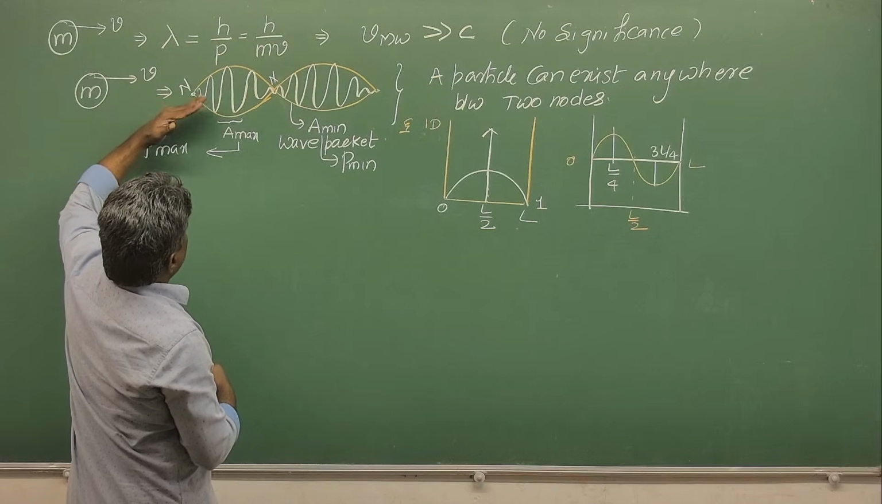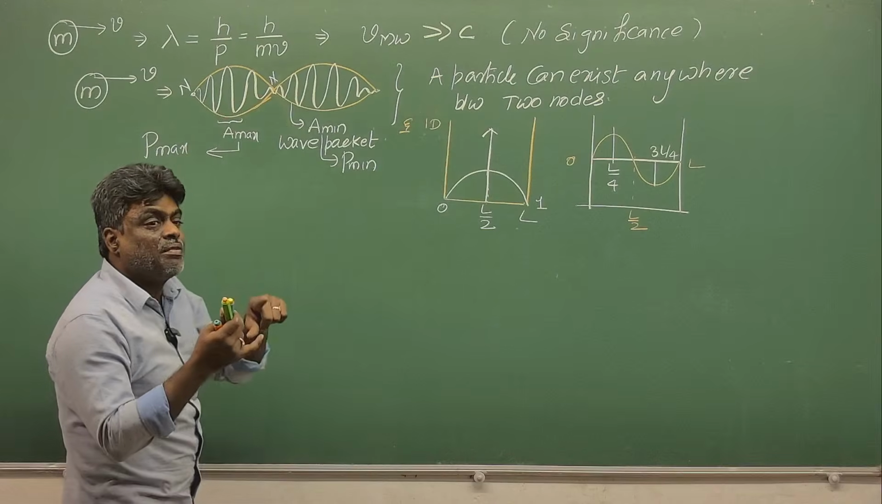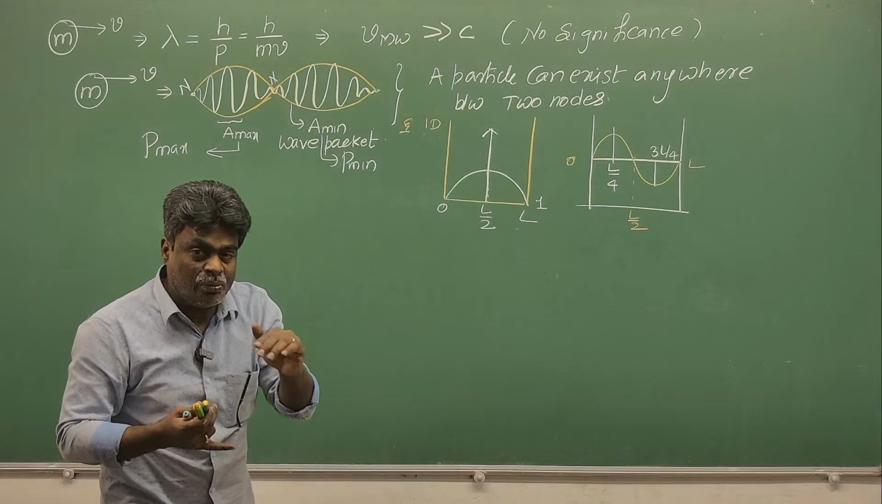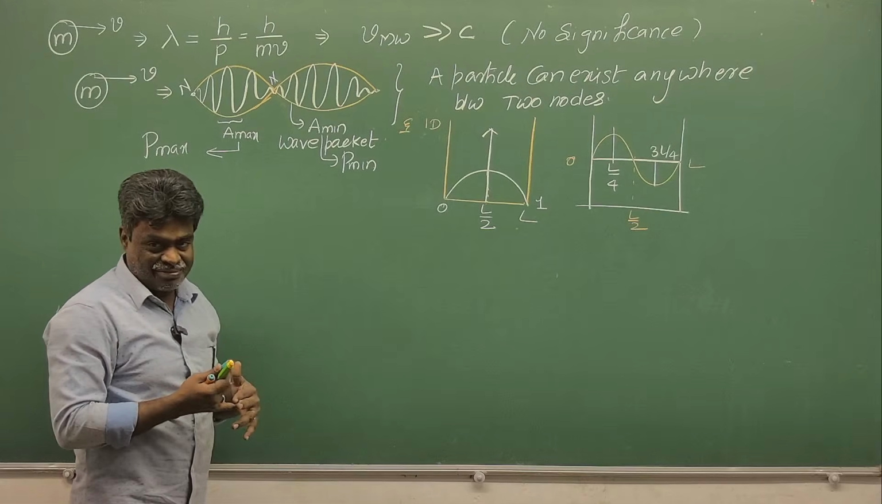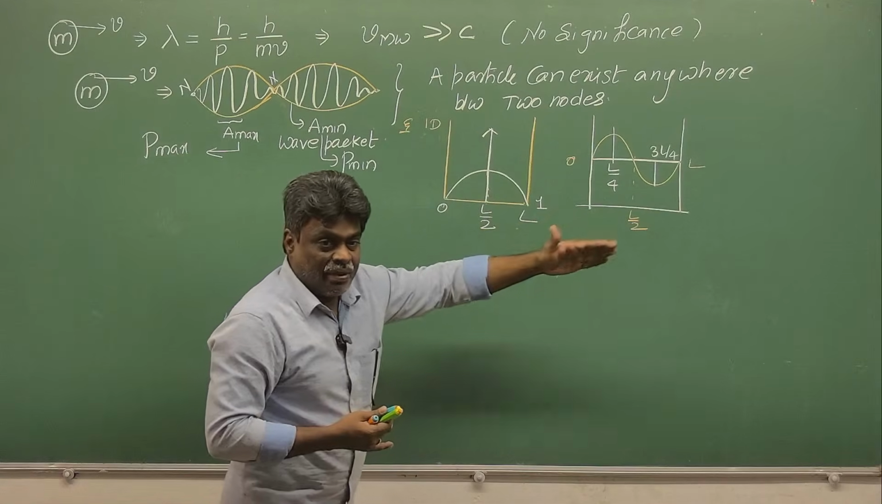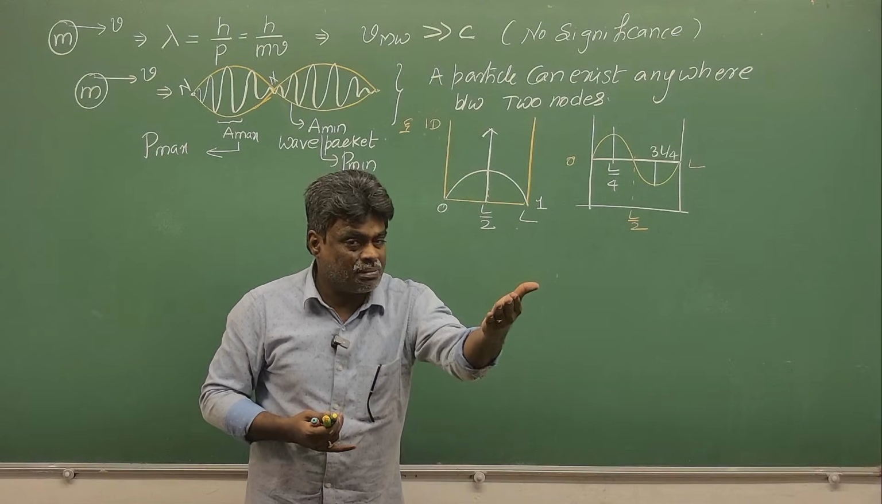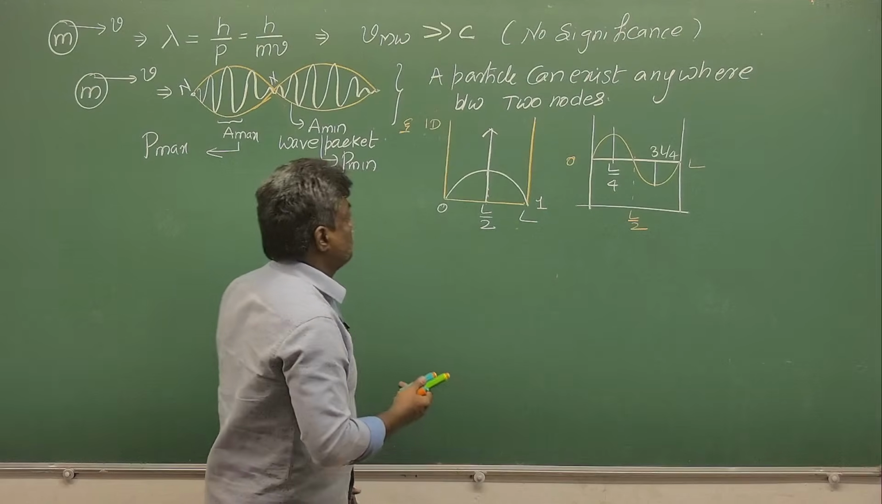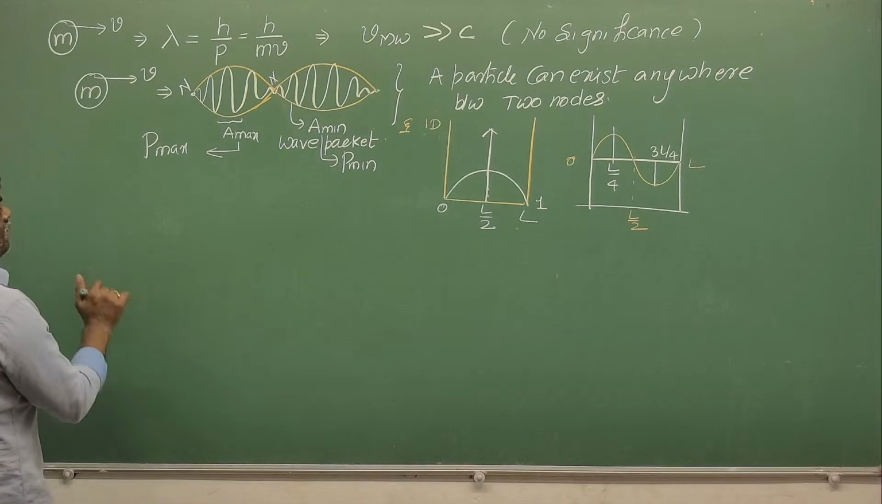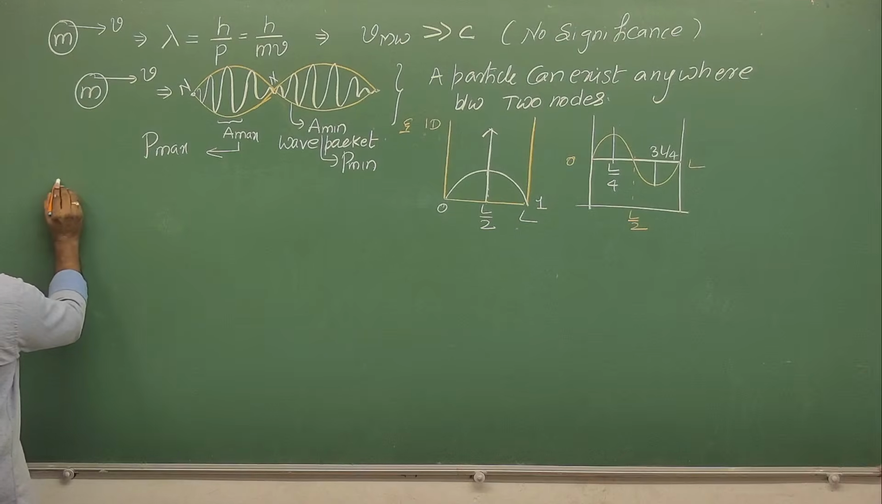And here what does wave packet mean? It's a superposition of so many waves. That's why we are getting the concept of amplitude minimum, amplitude maximum. So that is what we are saying. Wherever amplitude is minimum, probability is minimum. Wherever the amplitude is maximum, probability is maximum. That's good. Okay, right.